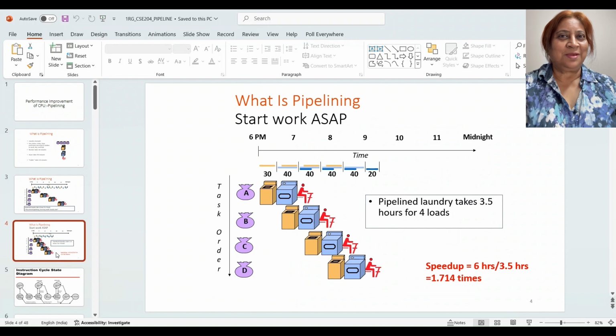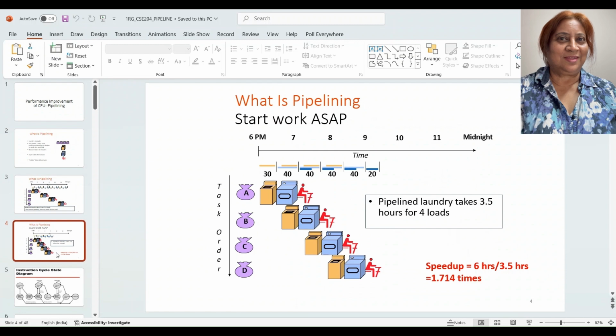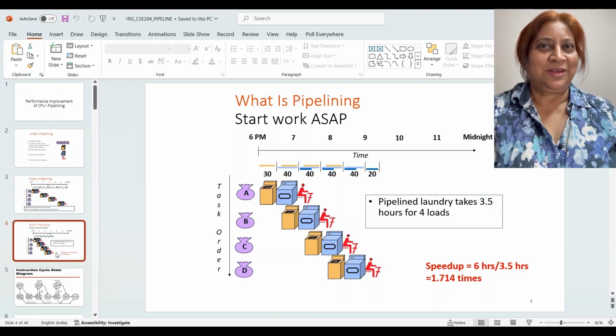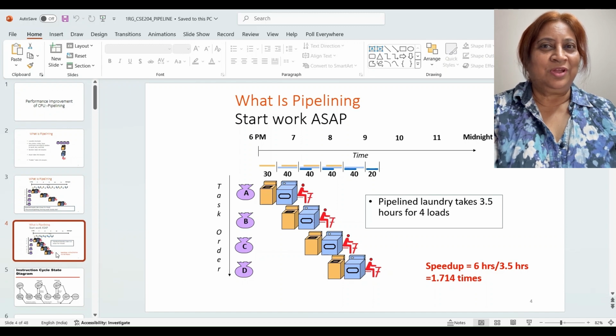But as the washing machine and the drying machine are separate, there is no need to wait. When the first load is in the dryer, the second load can use the washing machine. But because the washing time and drying time are different by 10 minutes, the second load, even after washing the clothes, has to wait for 10 minutes to get the dryer.